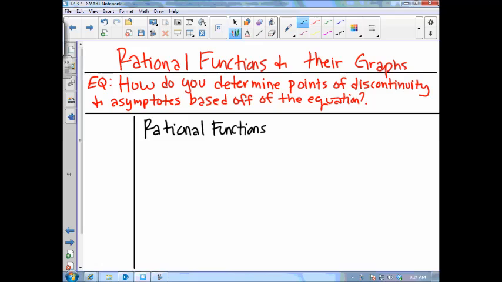Okay, so rational functions have to be functions that are written as a fraction. We use f of x to represent a function. It's going to be p of x over q of x. That might look a little foreign, but p of x represents a polynomial, and q of x represents another polynomial. So p of x and q of x are polynomials.